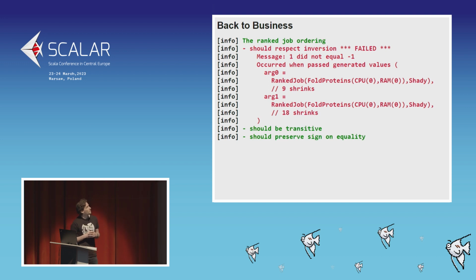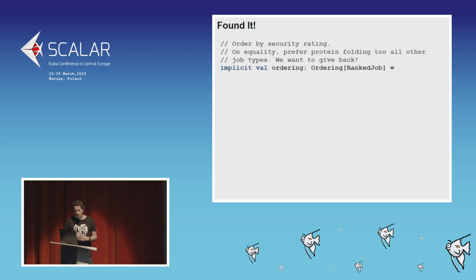We have a failure that actually pinpoints the actual problem with our comparator, or ordering in this case. And we get a very minimal reproduction of this error, and we can see that if we run it multiple times, it always fails on folding proteins, and always with the same security ranking. And now we can finally pinpoint the bug. So that's the ordering instance that we're failing on, and we actually have a nice comment telling us what it should be doing. So we order by security ranking, but as a tiebreaker, we prefer the protein folding jobs because we really want to give back to the world. It's in our DNA, and also a business requirement.